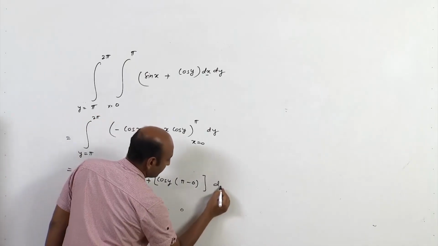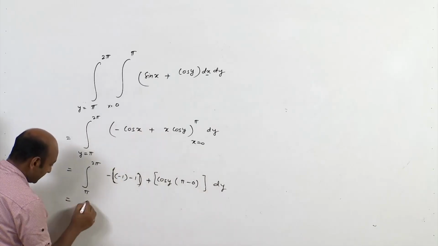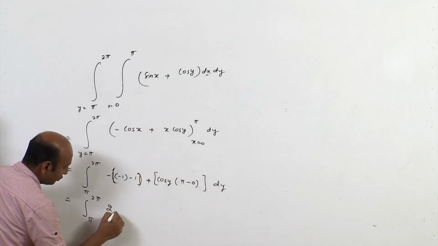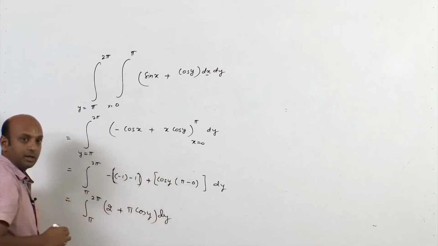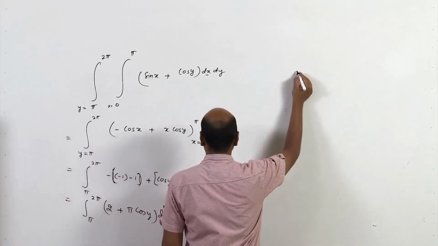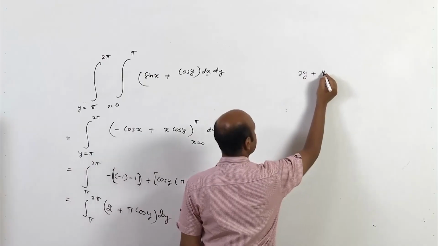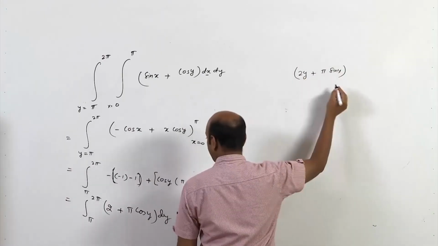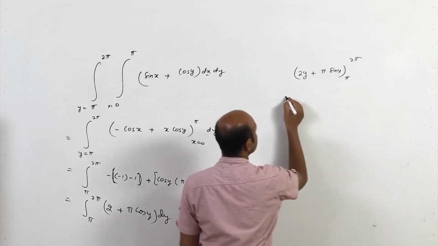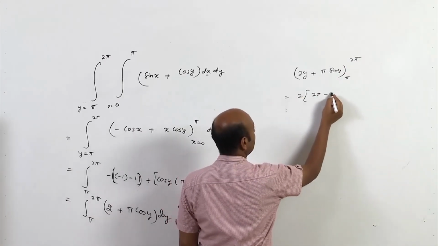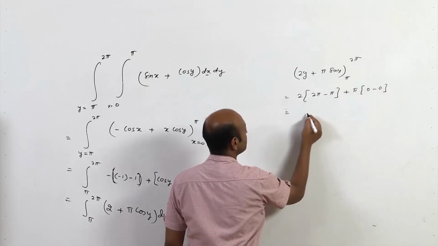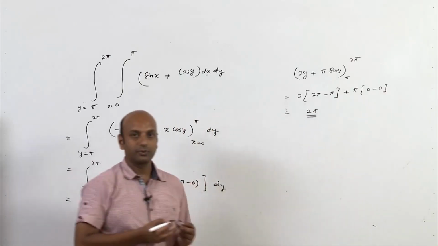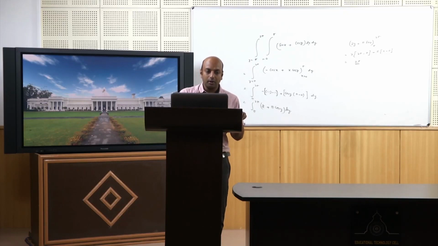Okay, and this is dy. Now, this is integral pi to 2 pi, 2 plus pi cos y dy. Okay. Now, this will be 2y plus pi sin y from pi to 2 pi. This equals pi times (2 pi minus pi), upper limit minus lower limit, plus pi times (0 minus 0). So, this is simply 2 pi. So, that is how we can find out the values of these double integrals.